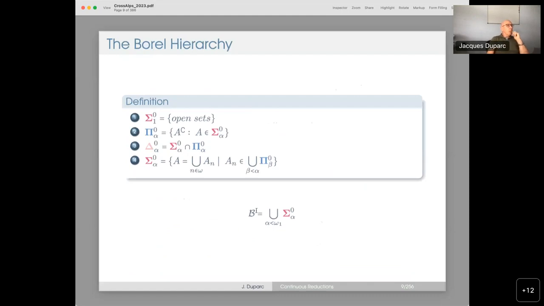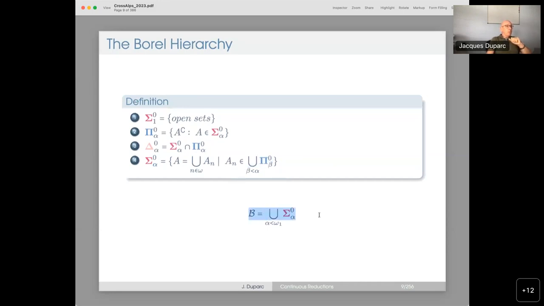So the Borel hierarchy, I give the definition here, which is well known. You have Sigma 0 1, the set of open sets, and Pi 0 alpha, the set of complements of the sets that belong to Sigma 0 alpha. Delta 0 alpha is just the intersection of the Sigma class and the Pi class at the same level. And Sigma 0 alpha is the set of all countable unions of sets taken from Pi classes at lower levels. I'm writing this down because it's going to be slightly different when we talk about quasi-Polish spaces, and in particular about the Scott domain.